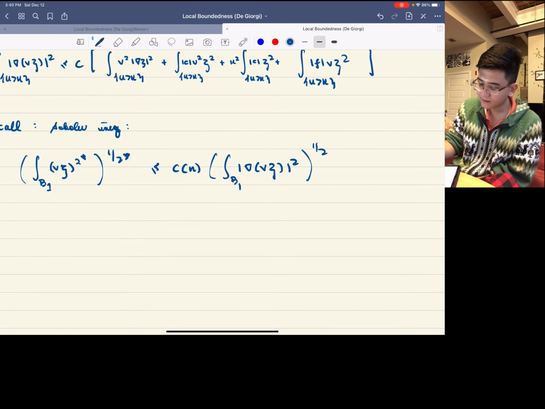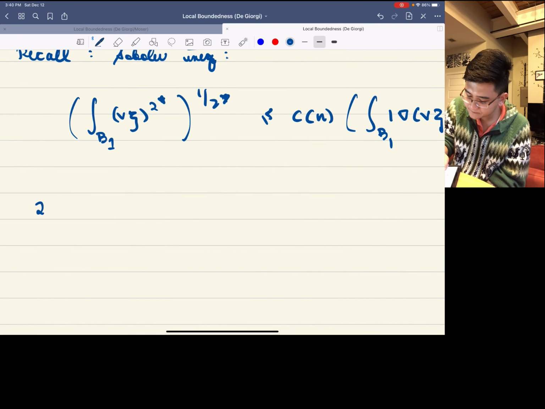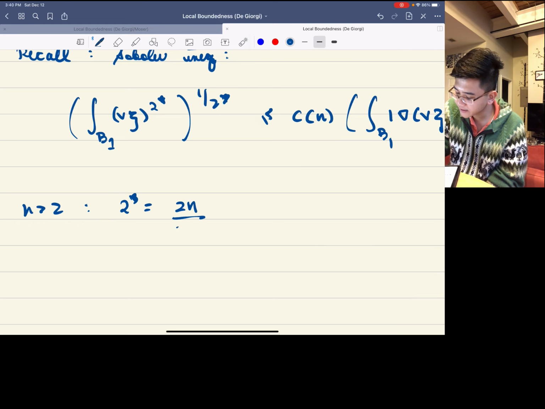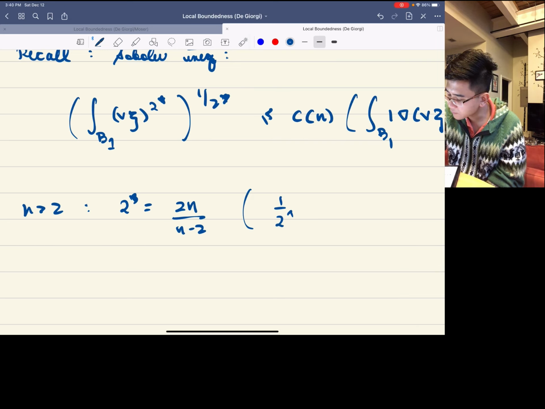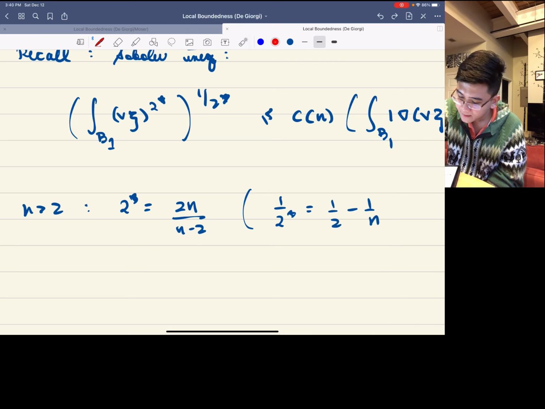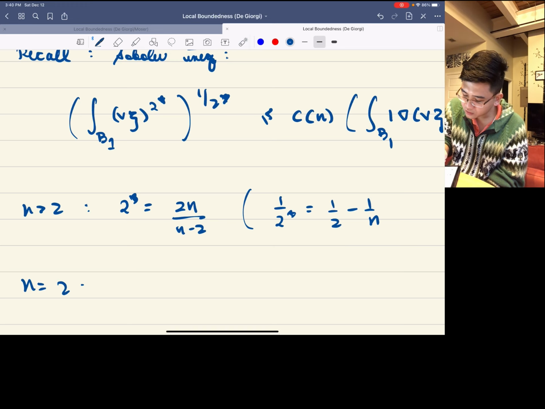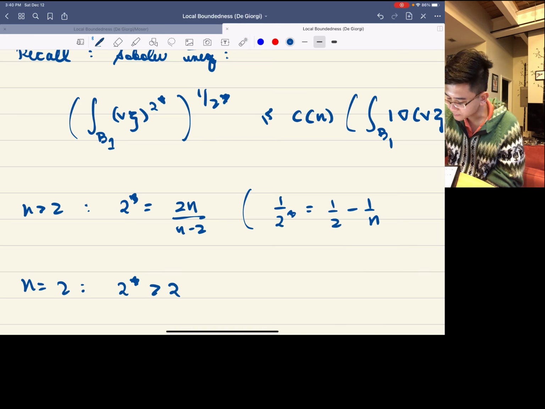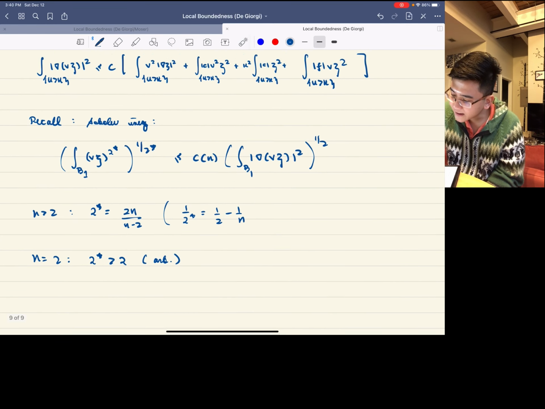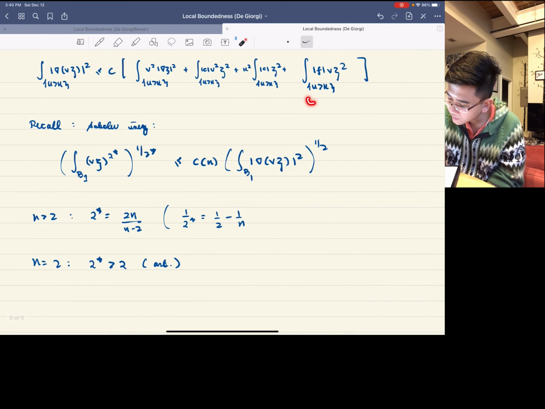Here 2 star is, for n bigger than 2, equal to 2n over n minus 2. This is obtained from 1 over 2 star must be equal to 1/2 minus 1 over n, where p is equal to 2. And for n equals 2, 2 star is any arbitrary number bigger than 2. Okay, so with this in mind, let's focus on this term.